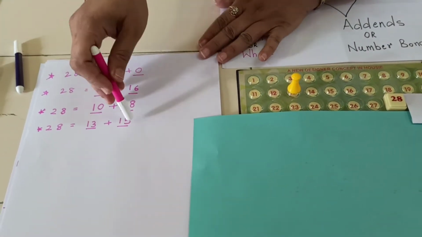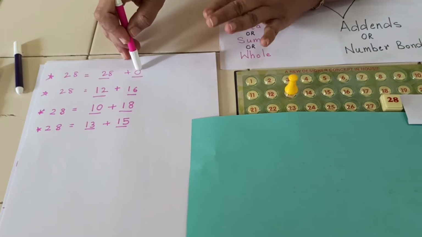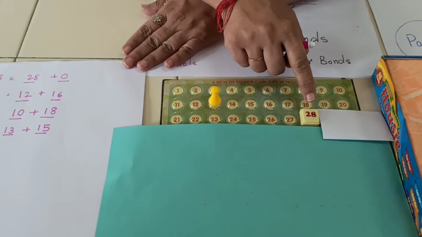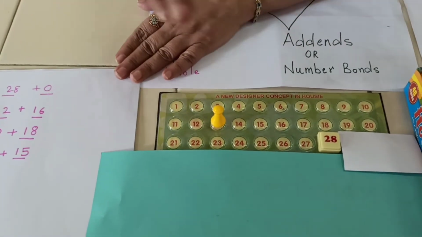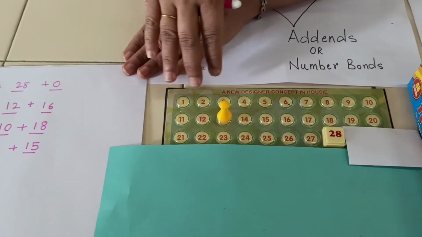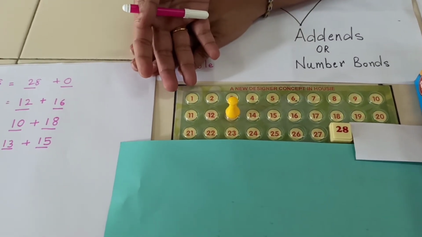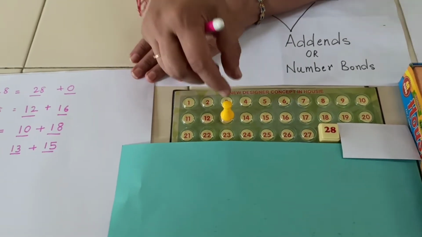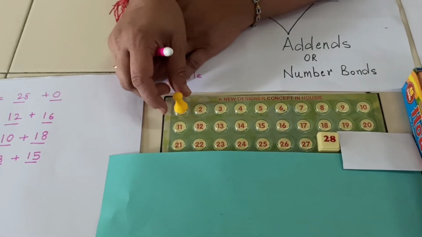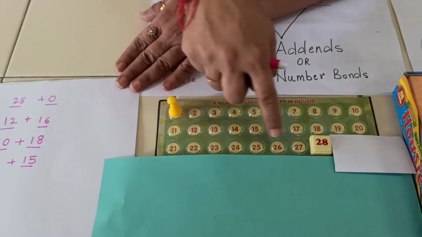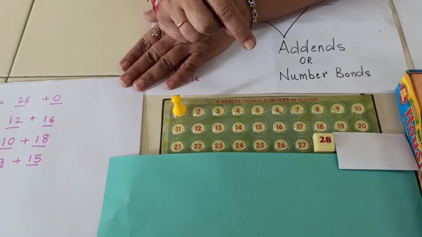But these are only 4 options I have written for this number 28. There are many more. We can see these many numbers, so these many combinations are possible. Really? Yes. Suppose I keep this on 1, then 1 plus, I'm going to count all these numbers to get my answer.